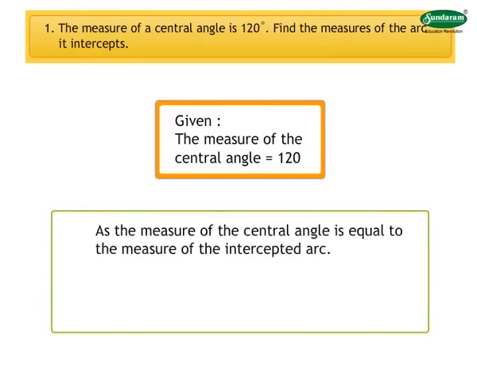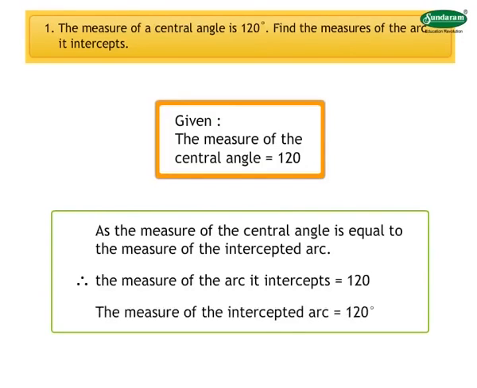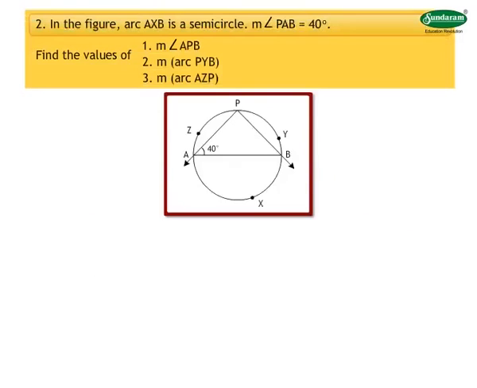As the measure of the central angle is equal to the measure of the intercepted arc, therefore, the measure of the arc it intercepts is equal to 120. The measure of the intercepted arc is equal to 120 degrees. 2. In the figure, arc AXB is a semicircle.